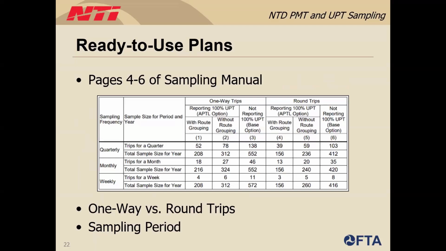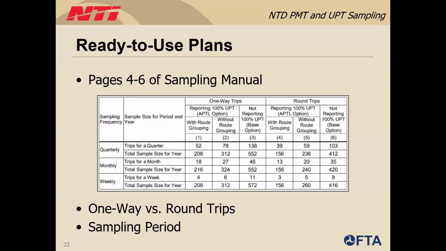Let's discuss ready-to-use plans. The manual has information on these on pages 4 through 6. It has tables for different modes. The table that I have here in the screenshot is for bus modes. There are other tables for demand response and van pool, for commuter rail, and for other rail modes. Make sure you use the table that's appropriate for your mode.